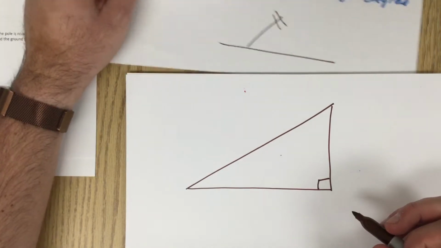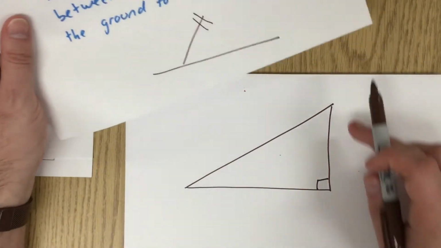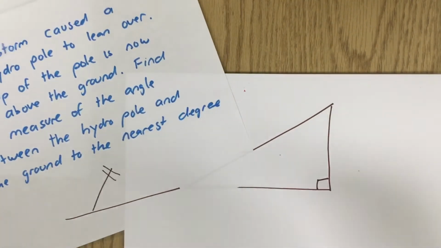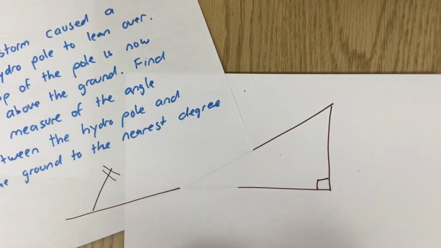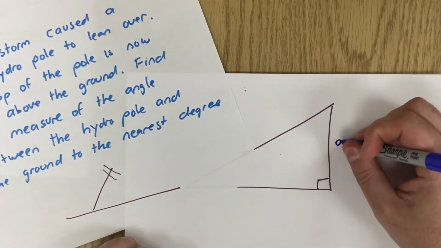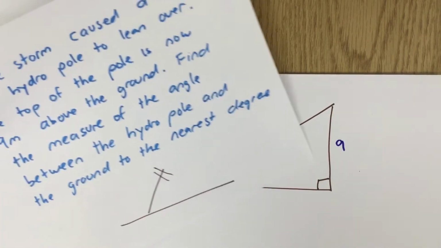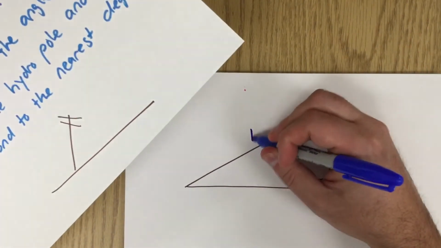The top of the pole is 9 meters above the ground. So that's the top of the pole, and it's 9 meters above the ground. The hydropole itself is 14 meters. So that's the hydropole, so this is going to be 14 meters.